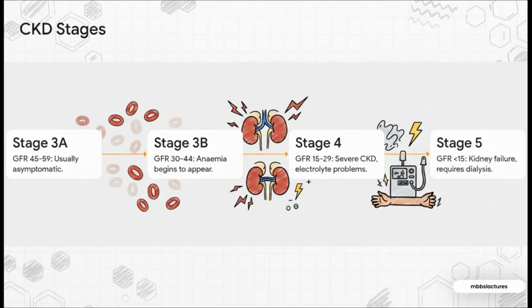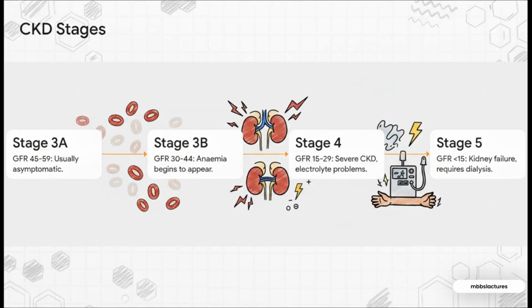Stage 3A, which is a GFR of 45 to 59, is usually completely asymptomatic. You won't see much. But by stage 3B, a GFR of 30 to 44, renal anemia starts to emerge. Why? Because those failing kidneys simply stop producing enough erythropoietin.